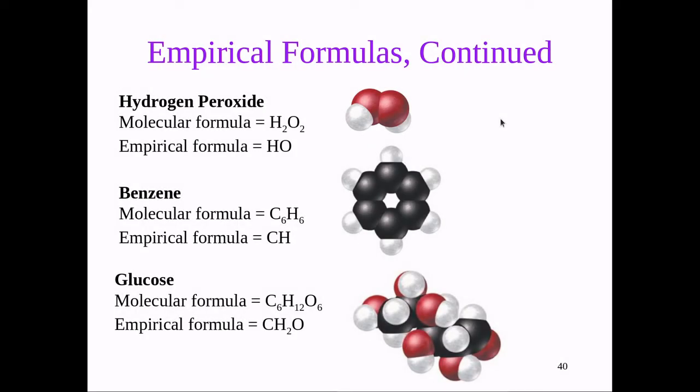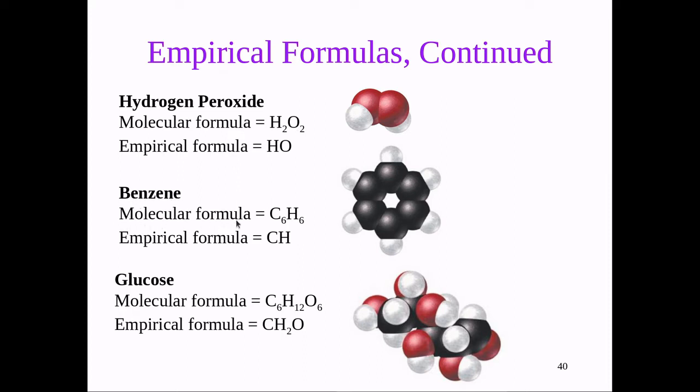So let's look at some examples of empirical formulas. If you had hydrogen peroxide, it's got 2 hydrogens and 2 oxygens. Its molecular formula would be H2O2. But we can divide both of these subscripts evenly by 2, and so its empirical formula would just be HO. If you think about this, it has a certain amount of symmetry that goes right through here. So it's just half of the molecule because we divided both by 2.